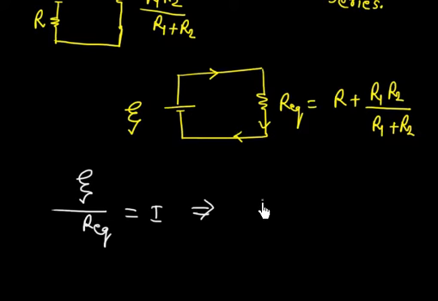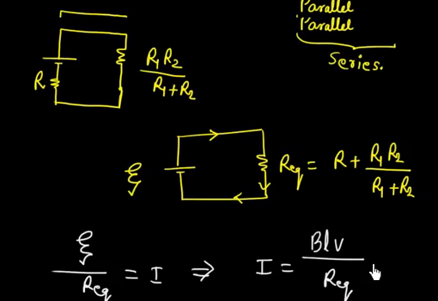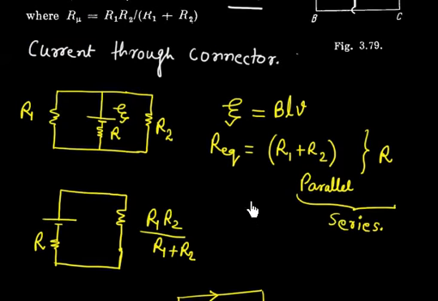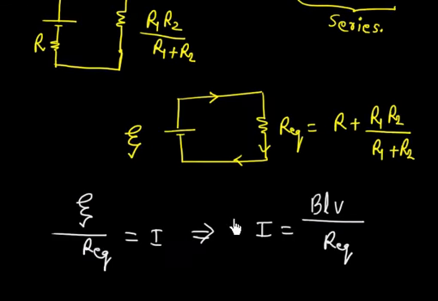Since Xi is BLV, the current is BLV divided by R equivalent. Are you getting or not? And R equivalent is given by this formula. Now we have to find the current through the connector. Whatever current the battery gives is divided into two parts, I1 and I2, let us say this side you have current I1 and this side current I2, but after some time this current again comes here and goes to this connector. So this is the total current through the connector.